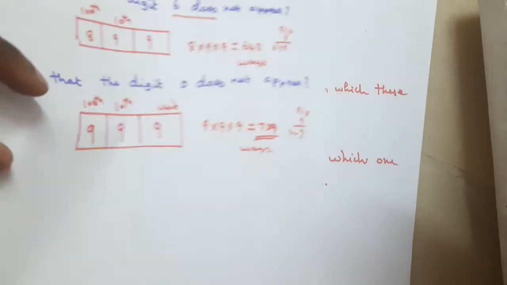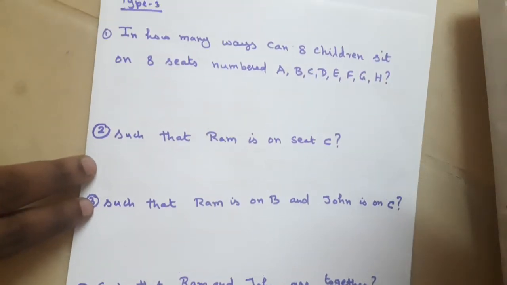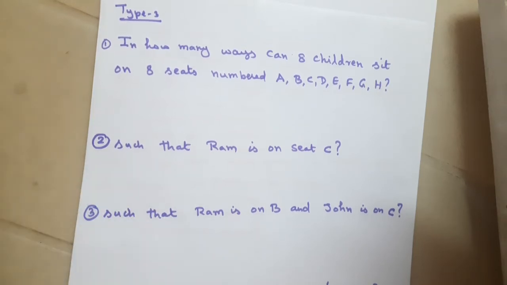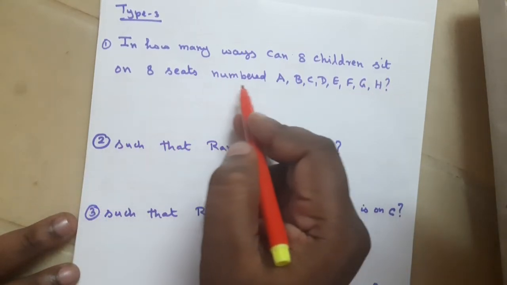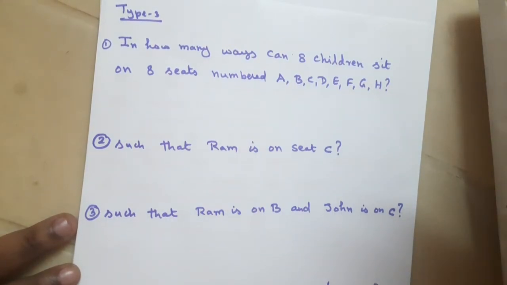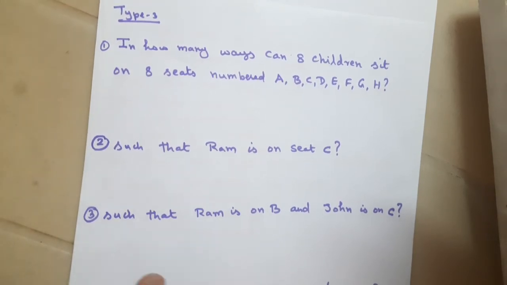Okay. The next set of questions. In this set of questions, we use some positions. In the first question, they said: in how many ways can 8 children sit on 8 seats numbered A, B, C, D, E, F, G, and H? There are 8 children and 8 seats.